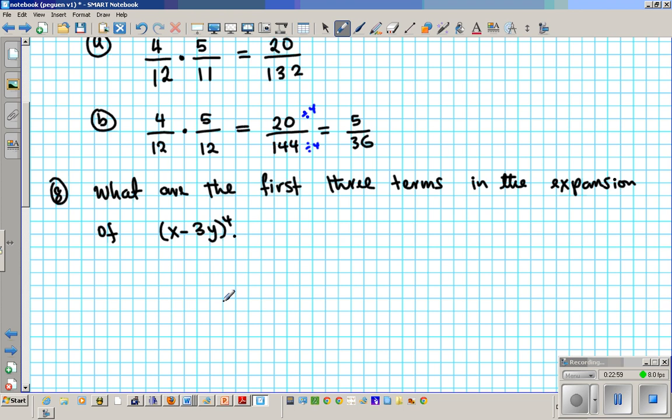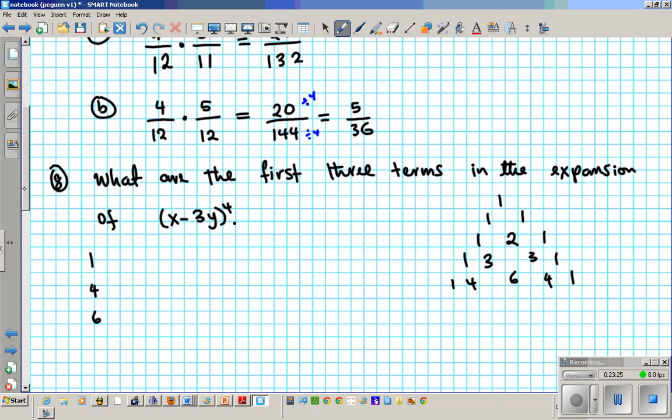So to do this, we need to go to Pascal's triangle row number 4, starting from 0. This is row 0. So you're going to go 1, 1, 1, 2, 1. This is row 2. 1, 3, 3, 1. This is row 3. 1, 4, 6, 4, 1. This is row number 4. That is what I want. So let's line it up. 1, 4, 6, 4, 1.